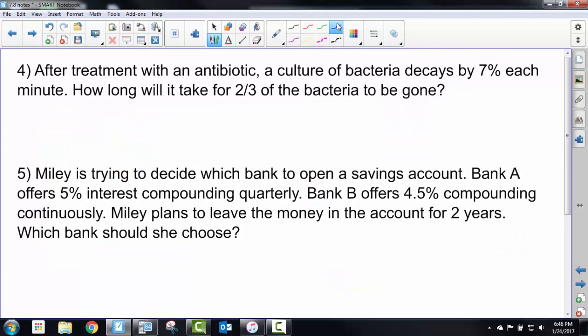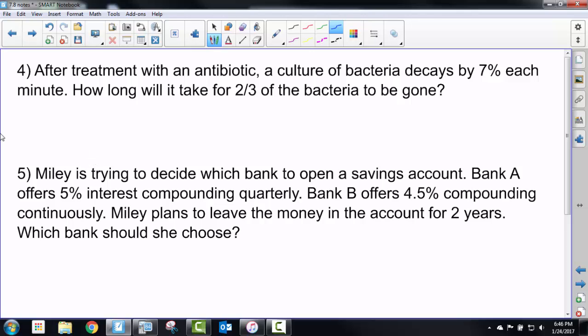All right, the last two problems we have I would classify as both things that we've actually seen at some level before, but I think they're worth looking at again. They have their challenges. So after treatment with an antibiotic, a culture of bacteria decays by 7% each minute. How long will it take for 2/3 of the bacteria to be gone?